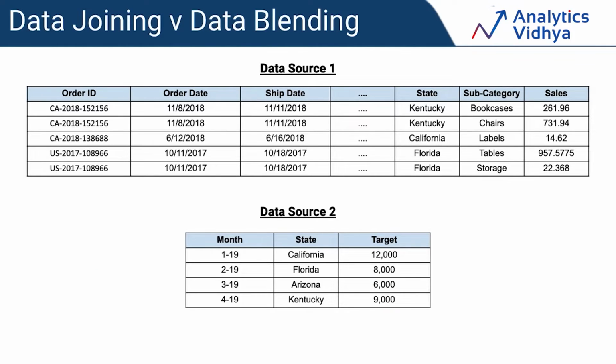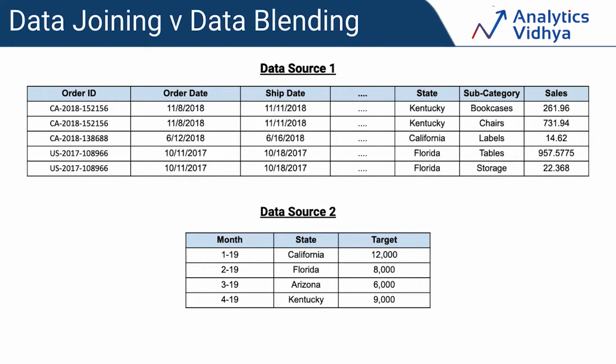Here are two tables I've taken from two different data sources. Table 1, which is under data source 1 here, has a ton of details about orders like order ID, order date, ship date, state, subcategory, sales numbers, and a whole host of other variables which are not displayed here. Table 2 only has three variables: month, state, and target. Our aim is to compare the sales and target numbers at a product level, and that's where data blending helps us. Data blending, just like joins, requires a common column to connect the different sources. Can you find that between these two sources? Well, as far as you can see, it's the state column, right?